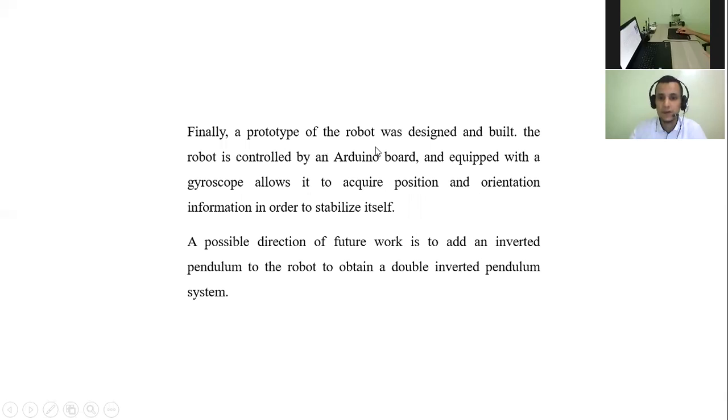Finally, a prototype of the robot was designed and built. The robot, as you can see here, is controlled by an Arduino board and equipped with a gyroscope that allows it to acquire position and orientation information in order to stabilize itself. A possible direction of future work is to add an inverted pendulum to the robot to obtain a double inverted pendulum system. It means adding another degree of freedom, another pendulum on or above the robot.